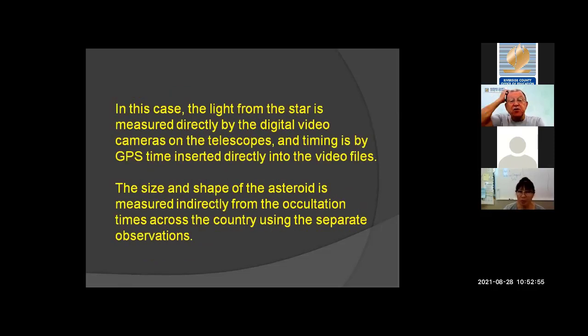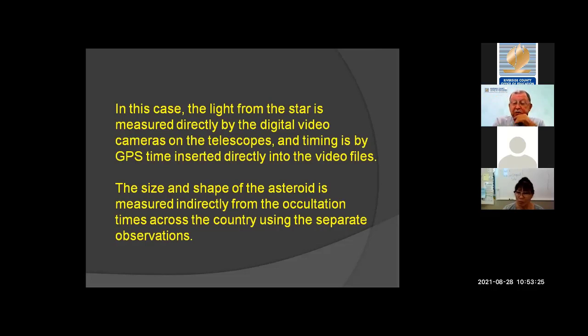In these cases, they're using video cameras hooked up to the telescopes, and they stick GPS time directly into the video files with a little electronic device. These things are being measured very, very accurately, down to the millisecond level. So they need GPS time to be able to coordinate across the country, since GPS time is very stable in that respect. And when you stick it directly in the video file, then you go back and you can see exactly when things are changing very, very accurately.